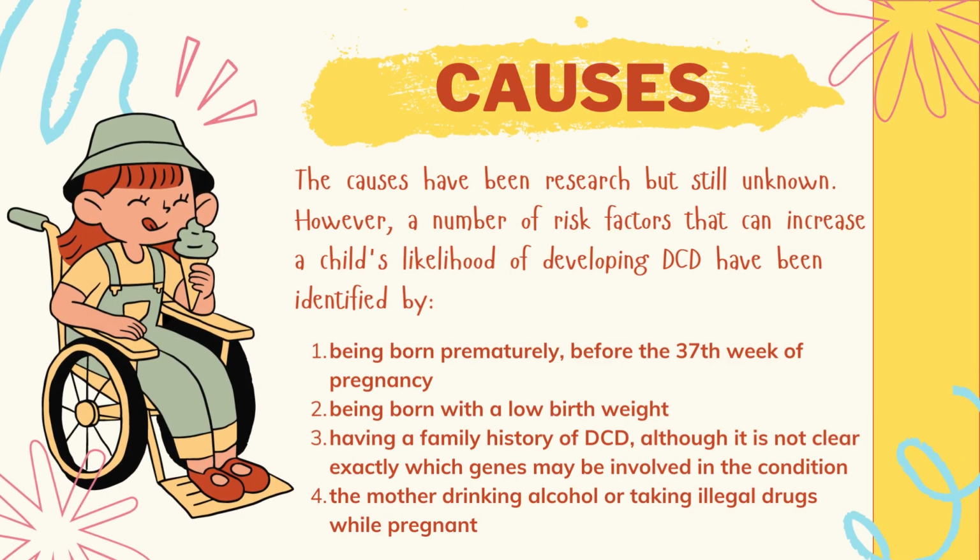For the causes, the causes have been researched but are still unknown. However, a number of risk factors that can increase a child's likelihood of developing DCD have been identified: being born prematurely, before 37 weeks of pregnancy, being born with a low birth weight, and having a family history of DCD, although it is not clear exactly which genes may be involved in the condition. The last one is the mother drinking alcohol or taking illegal drugs while pregnant.